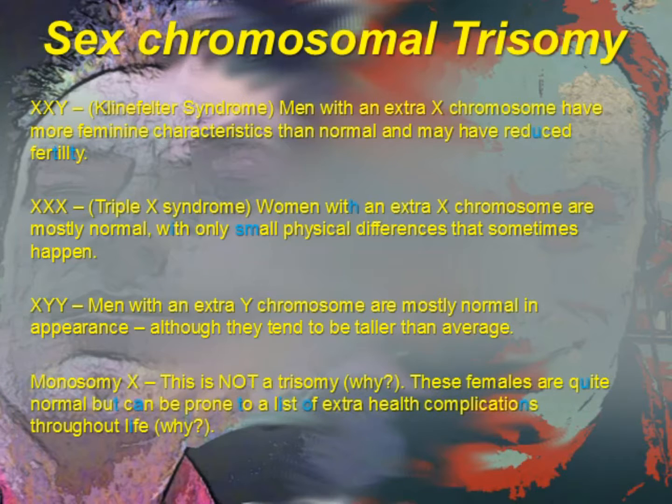So there's one more thing to look at, and that's monosomy X, which is not a trisomy, and if you think about this you will be able to work out why. These are women who are generally normal, but you can find that they are prone to a list of additional health problems throughout their lives. If you think about that and what we've talked about in previous modules, you might be able to work out why.